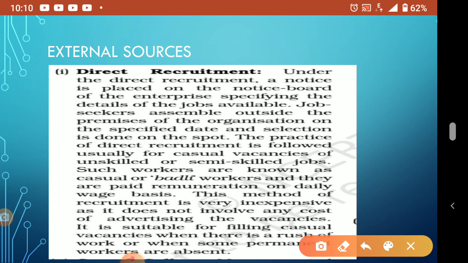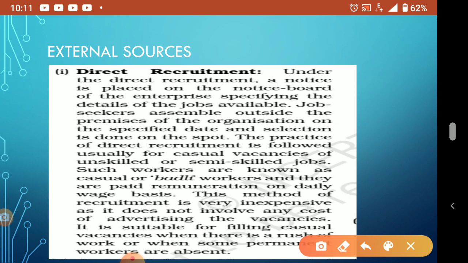The practice of direct recruitment is followed usually for casual vacancies of unskilled or semi-skilled jobs. Casual vacancies means temporary vacancies. Unskilled or semi-skilled workers, meaning the job does not need much skill. Suppose technicians and engineers, they need some special skill in their jobs. But other jobs are called unskilled or semi-skilled jobs.